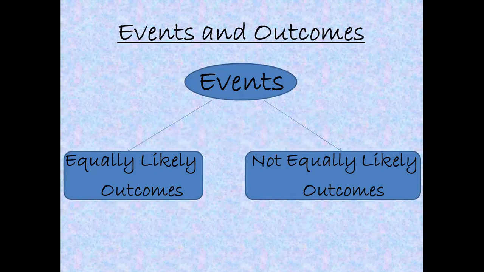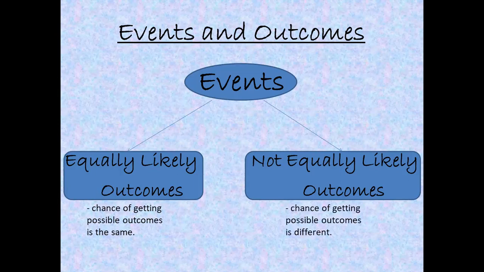So what does it mean? Equally means the chances of getting the possible outcomes will be the same. So the chance is the same, and that is why it is equally likely. Of course, not equally is the opposite. The chance of getting the possible outcomes will be different. Now, how can we compare the two?